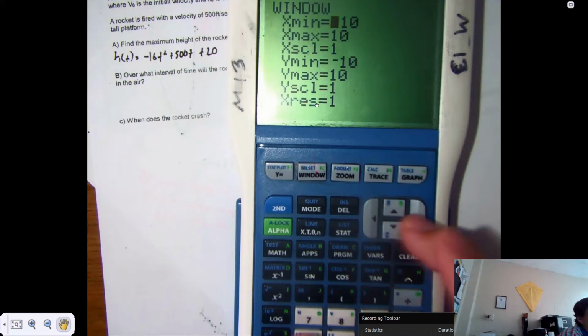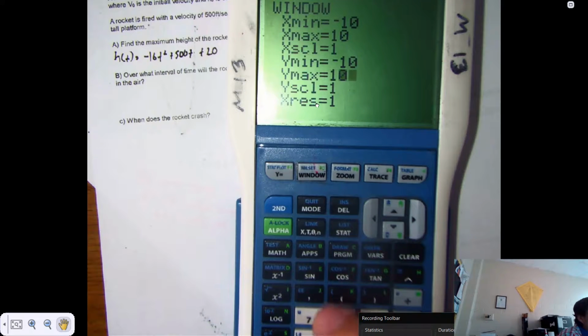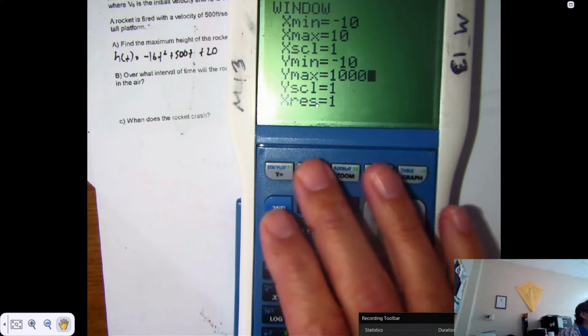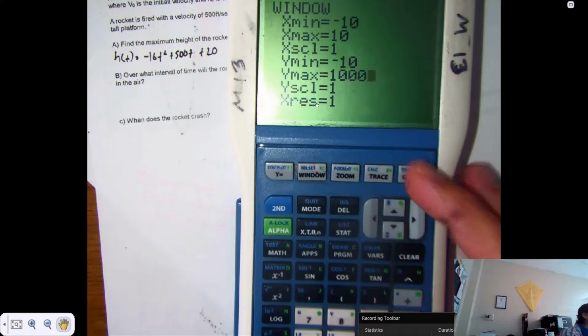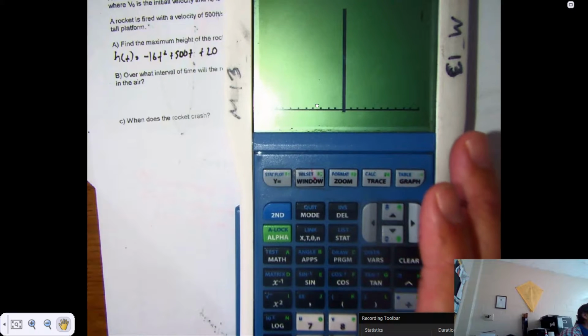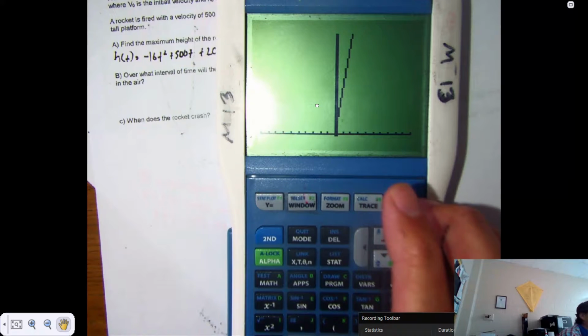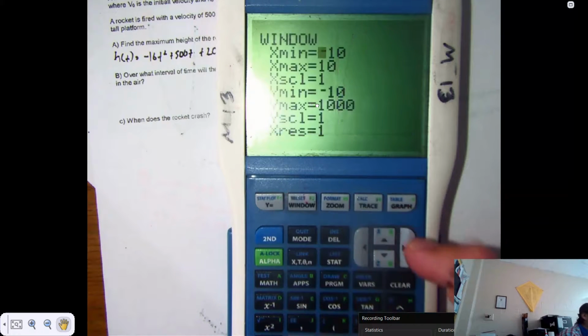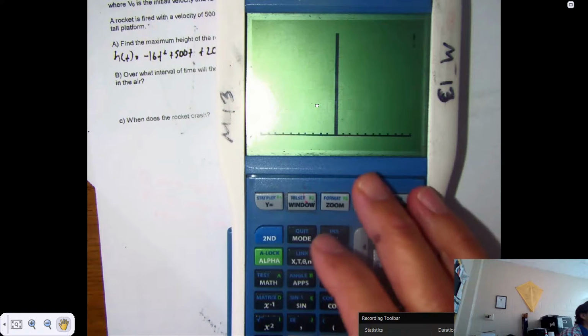We're going to look up 1,000 feet by changing the y-max to 1,000. So I hit window, and I went down to y-max. I changed it to 1,000. Now I'm going to hit the graph button. Looks like it kept going, doesn't it? That's the rocket. They go up. I'm going to change that to 2,000 because maybe that's about halfway up. So I went back to window, y-max, 2,000.